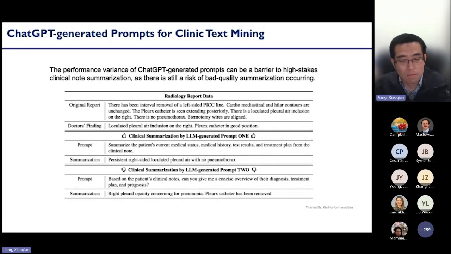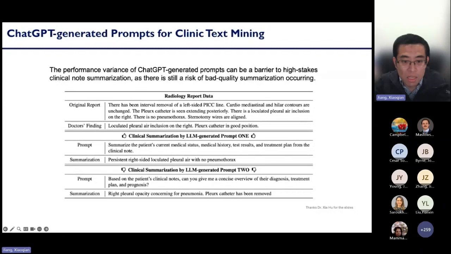A lot of places are saying we can now use a clinical summary tool generated by a large language model to alleviate the burden. However, it has to be used very carefully, as you can see in the following example, which was generated using GPT-4. The first summarization based on the input is aligned with the doctor's finding, so there is a new pneumothorax. However, if you ask almost the same question, asking the model to give a concise overview of the diagnosis, treatment plan, and prognosis, the answer becomes inaccurate.